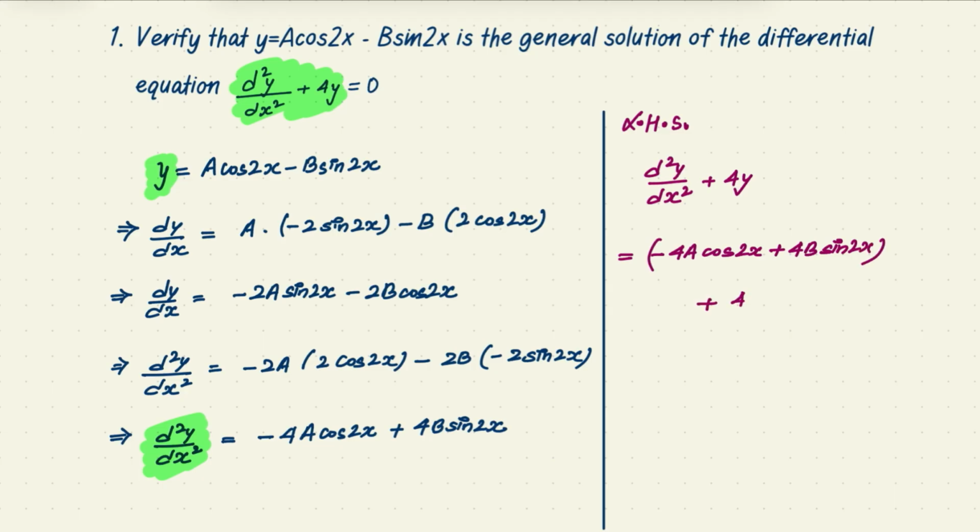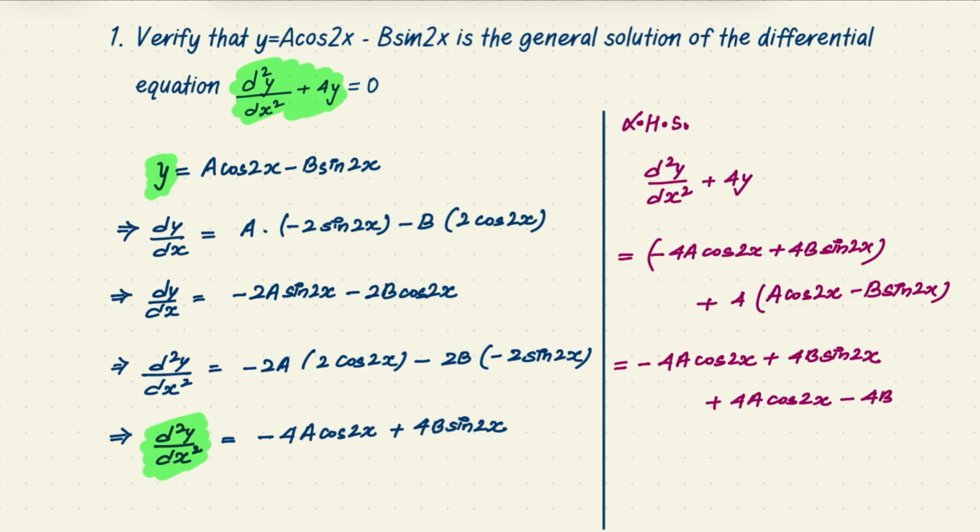So here it will be 4 into the value of y, which is a cos 2x minus b sin 2x. Now let us open the bracket and simplify. Minus 4a cos 2x plus 4b sin 2x plus 4a cos 2x and minus 4b sin 2x. Here you see that minus 4a cos 2x plus 4a cos 2x gets 0, and 4b sin 2x minus 4b sin 2x is also 0.